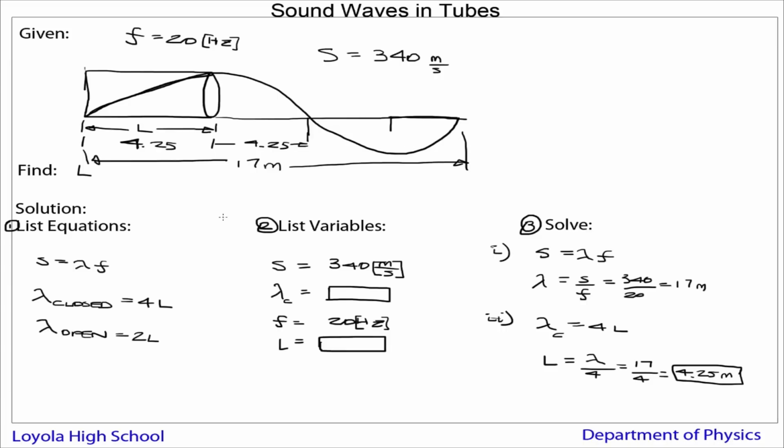So these are steps you're going to use to solve for wavelengths, frequencies, and lengths of tubes for sounds and tubes. Again, this is for a closed tube, 4L. If it were an open tube, it'd be 2L. These are on the equation sheet, so you just have to know which type of tube you're working with.